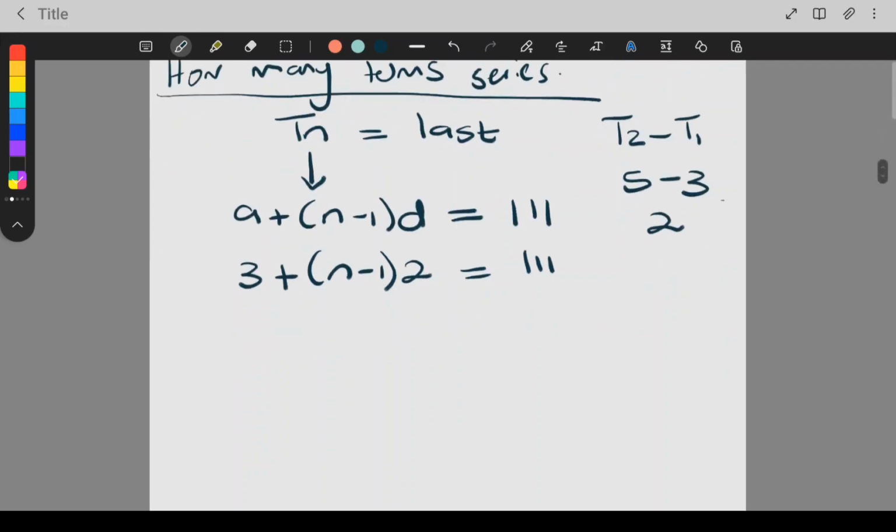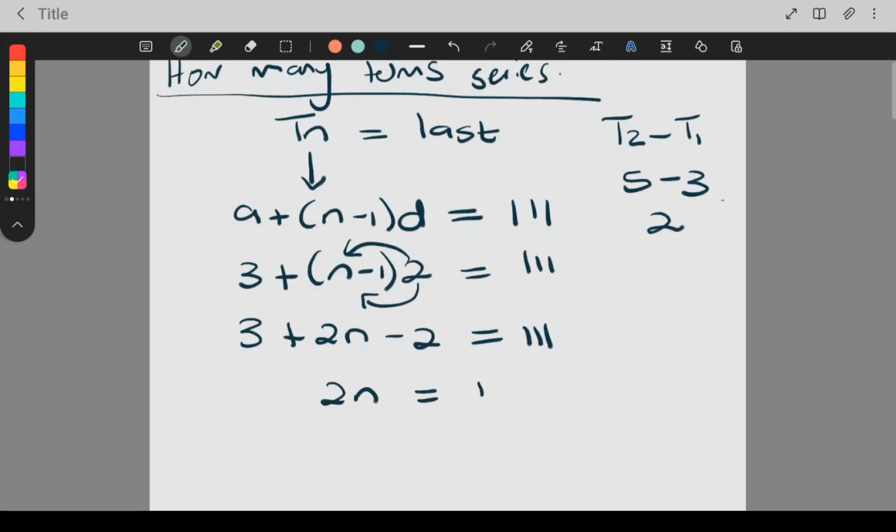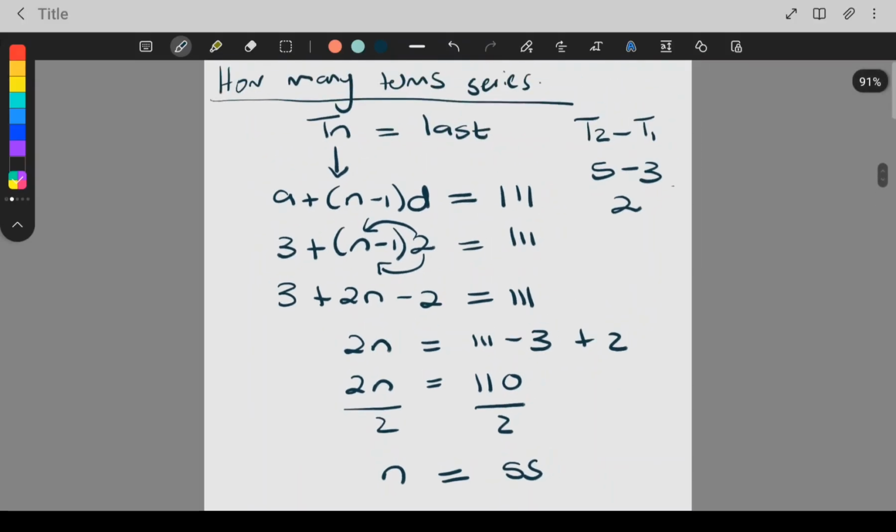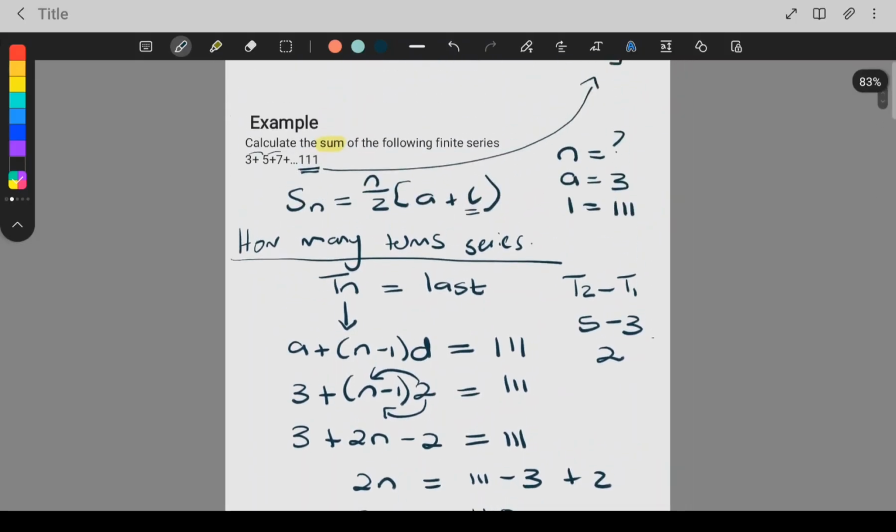And now I'm going to solve for n. So 3 plus 2n minus 2 is equal to 111. And then I'm just going to simplify. 111 minus 3 plus 2. 2n is equal to 110. Divide by 2. n is 55. So there are 55 terms in this series over here.